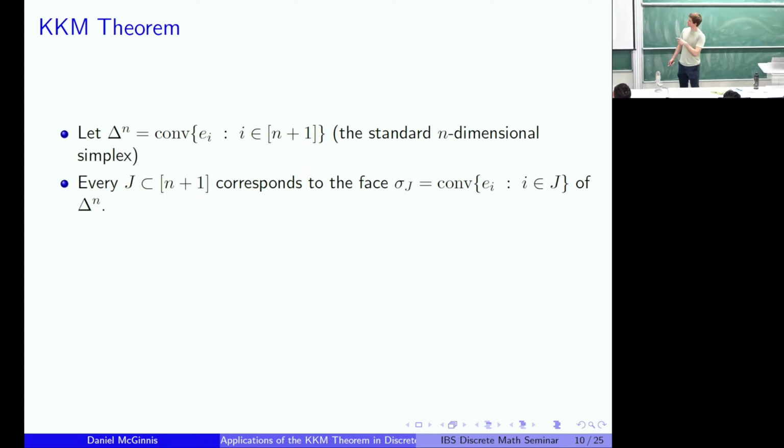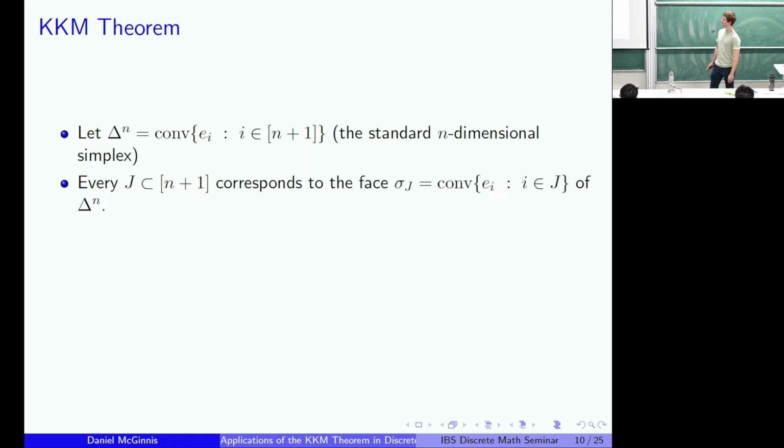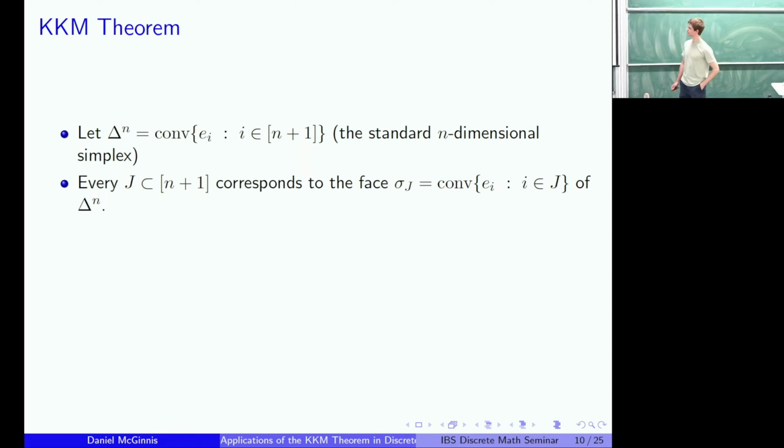Yeah, so on the simplex, for every subset j of n plus 1, there's a corresponding face that I'm denoting sigma j, which is just the convex hull of the e_i where i comes from j. In particular, if j is a two-element set, then you're taking the convex hull of two vectors, and so that's an edge of your simplex. If j is a singleton, the corresponding face is a vertex, and so on. In particular, the vertices of the standard n-dimensional simplex are the standard basis vectors.